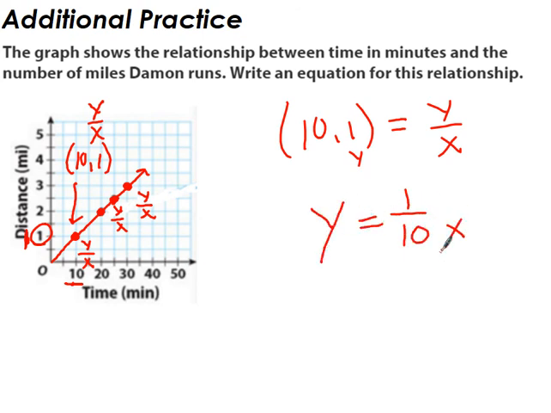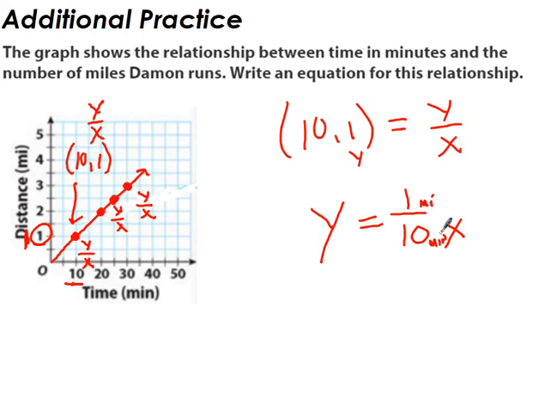And let's think about what the 1 and the 10 represent. The 1 represented miles, and the 10 represented minutes. So it's taking them 10 minutes to run 1 mile, and that's their rate. Okay? All right. And that's it.